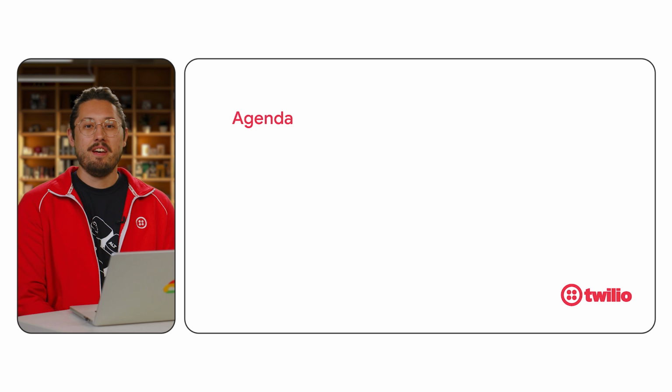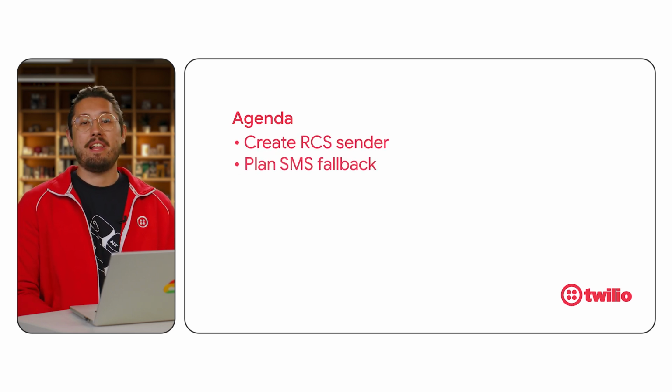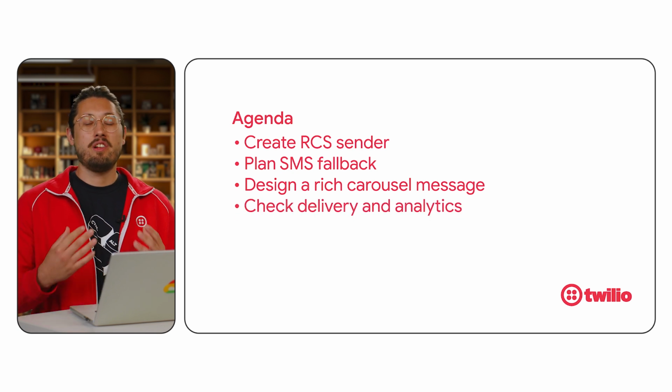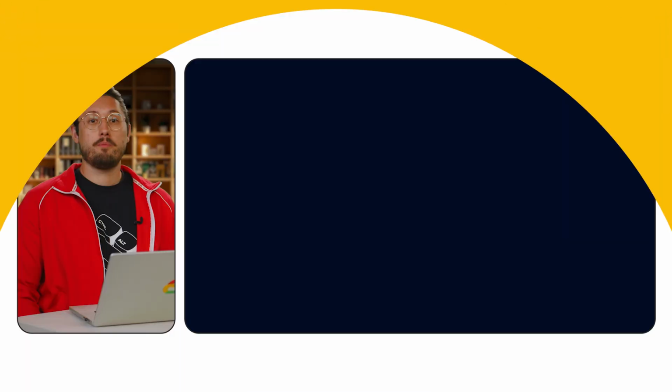Yeah, exactly. So in the next few minutes, we're going to walk you through sending your first RCS message with Twilio. We're going to start by creating an RCS sender and adding a test device. Then we're going to plan SMS fallback for non-RCS scenarios. We'll also build a rich carousel message with a template, check delivery and analytics, and then we're going to wrap up with what to submit for carrier approval. Let's do this.